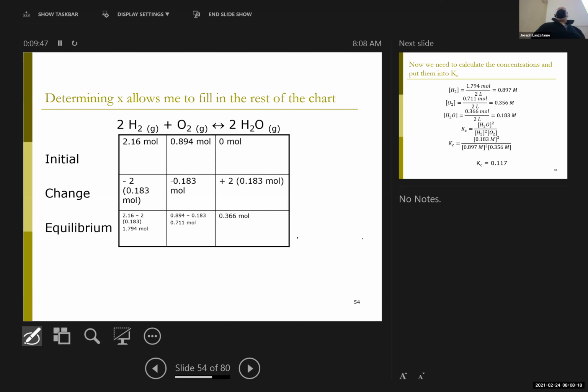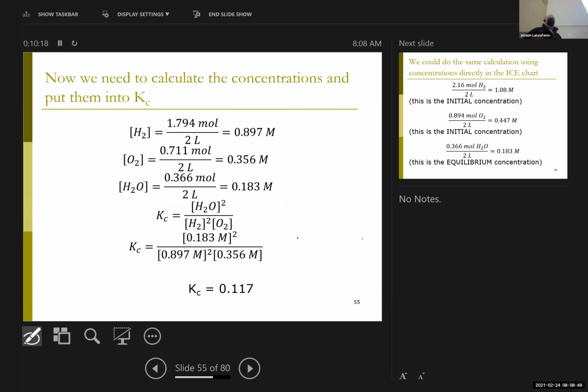And so if I had 0.366 moles of water at equilibrium, I must also have left over 0.711 moles of oxygen and 1.794 moles of hydrogen. Those are my equilibrium moles of everything. And of course, if I'm trying to construct the equilibrium constant, which was my goal, that's what I need. I need to know what I have of all of the reactants and all of the products at equilibrium.